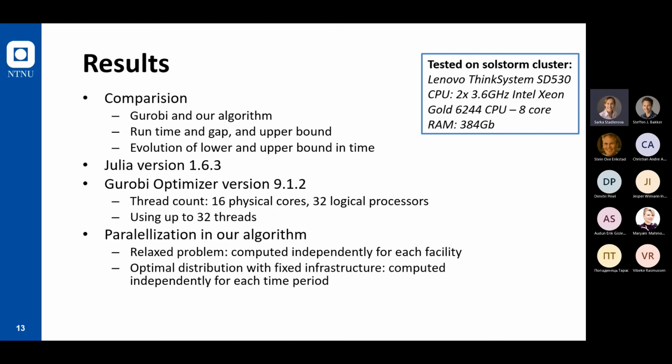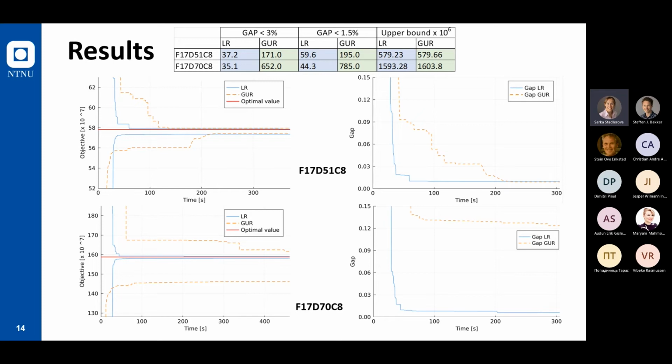We use parallelization, and it's fair because Gurobi does it as well. So if Gurobi has 32 threads available, it can use all of them. And now we can go to our first results.